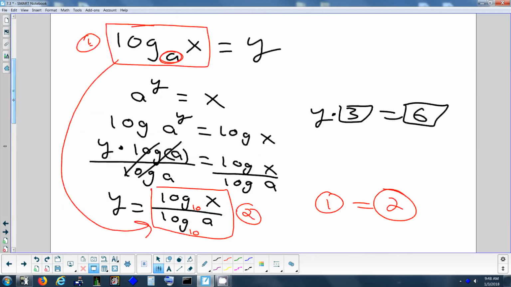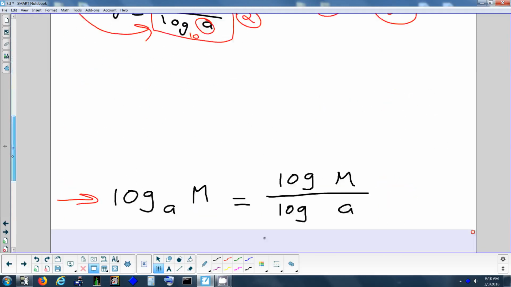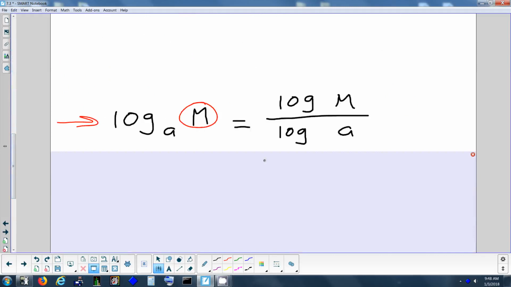I use different letters, but the log of the argument goes on top. The log of the base goes on the bottom. Log of the argument goes on top. Log of the base goes on the bottom. What you have on the left is an unknown base, base A. Could be anything. What you have on the right is base 10. Something very easy to plug into the calculator.